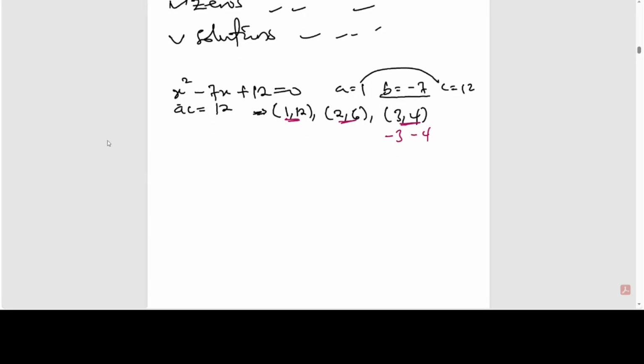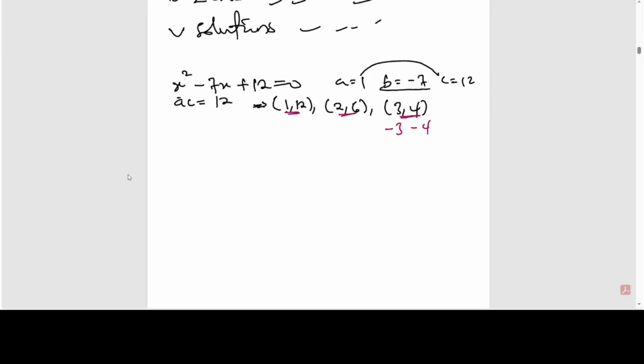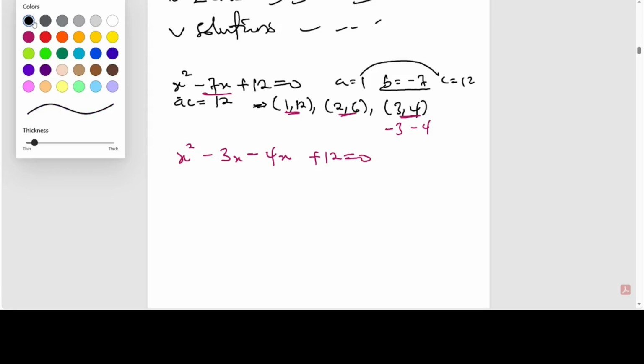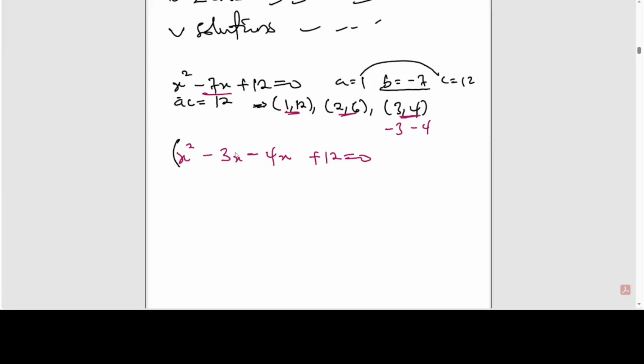So we're going to rewrite the equation by splitting the b part into negative 3 and negative 4. So the equation again is going to be x squared, then when I get to the negative 7x, I'm going to split into negative 3x, negative 4x, then plus 12 is equal to 0. What do we do next? We pair them and we try to factorize each pair. So pair this one here and pair this one here.